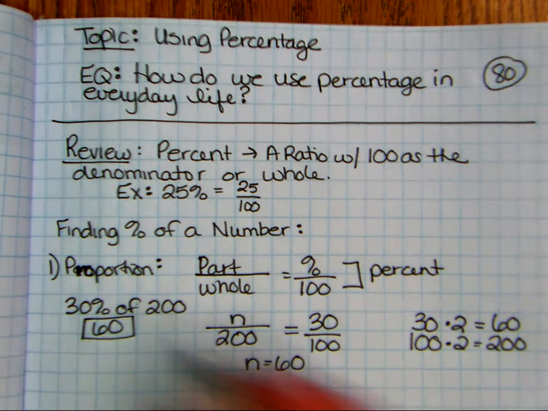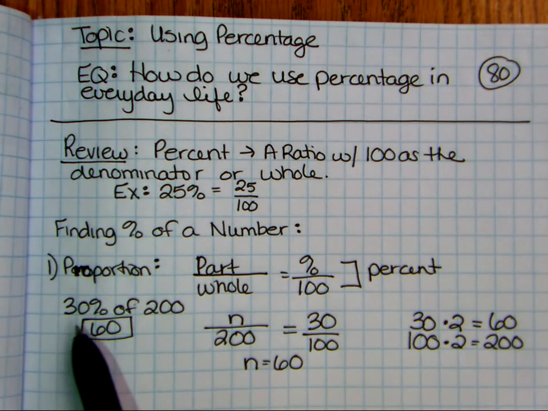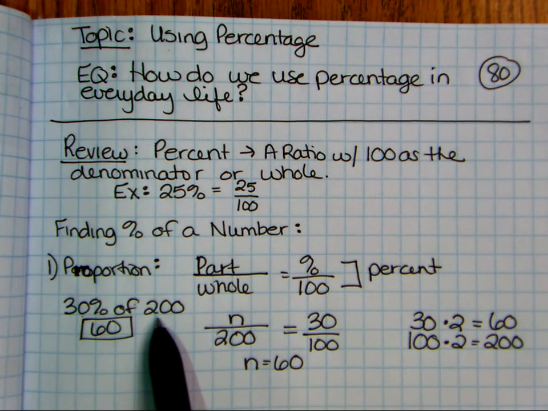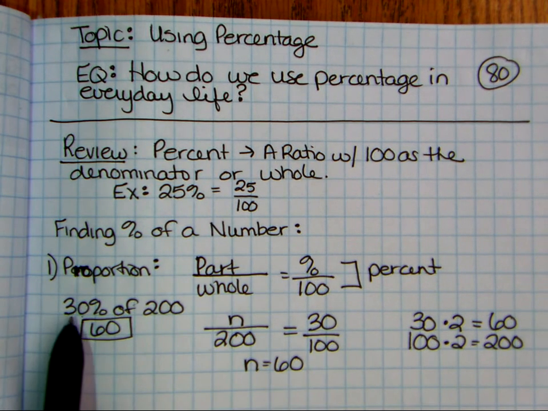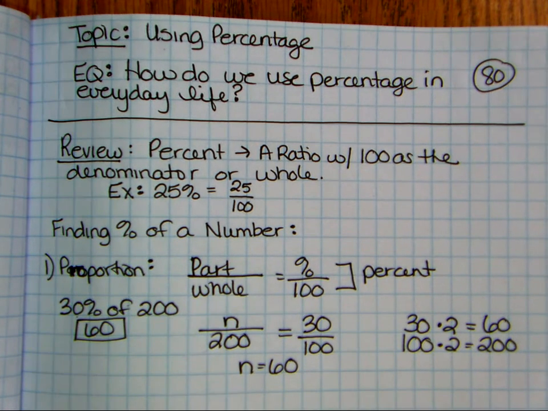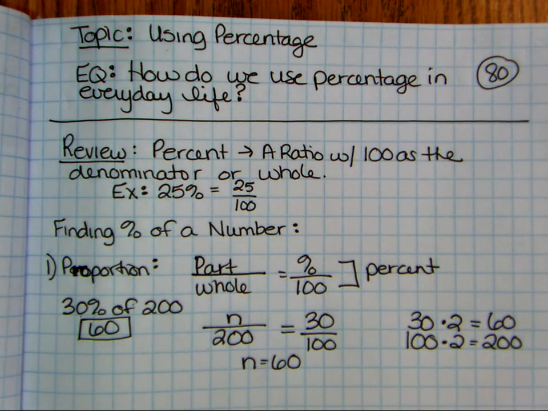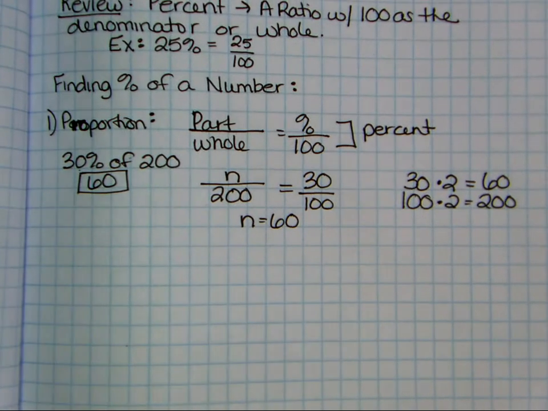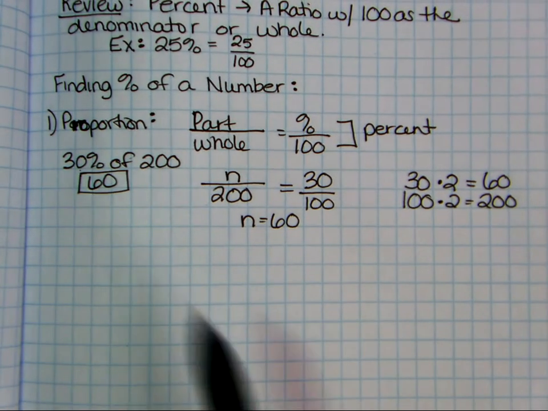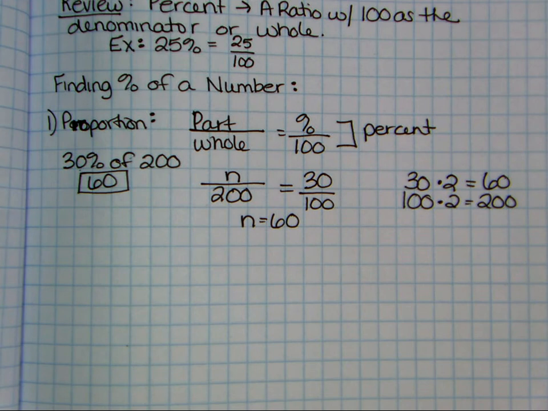Now, let's check to see if that makes sense. We know that 10% of 200 would be 200 divided by 10. 200 divided by 10 is 20. We have 3 of those 10%. So we would have 20, 40, 60. So that would make it accurate. That makes sense. It's a good answer.